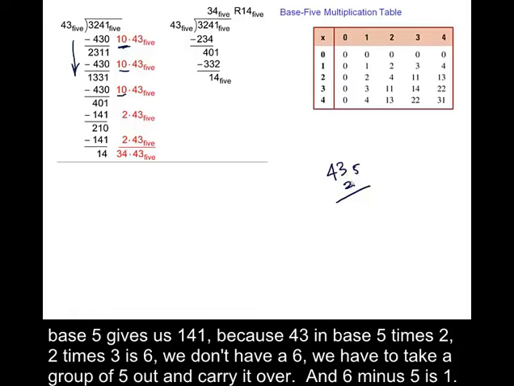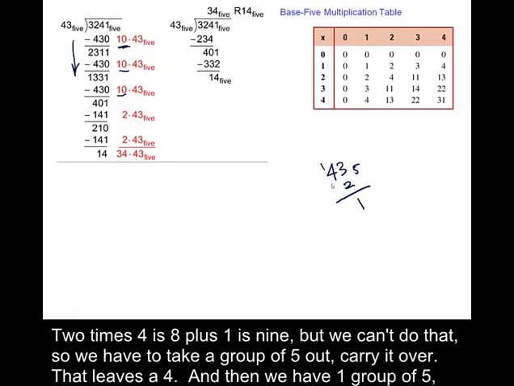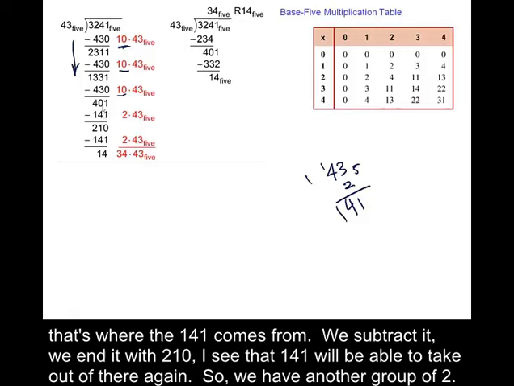2 times 3 is 6. We don't have a 6. We have to take a group of 5 out and carry it over. And 6 minus 5 is 1. 2 times 4 is 8 plus 1 is 9, but we can't do that, so we have to take a group of 5 out, carry it over. That leaves a 4. And then we have one group of 5. That's where the 141 comes from. We subtract it. We end up with 210.